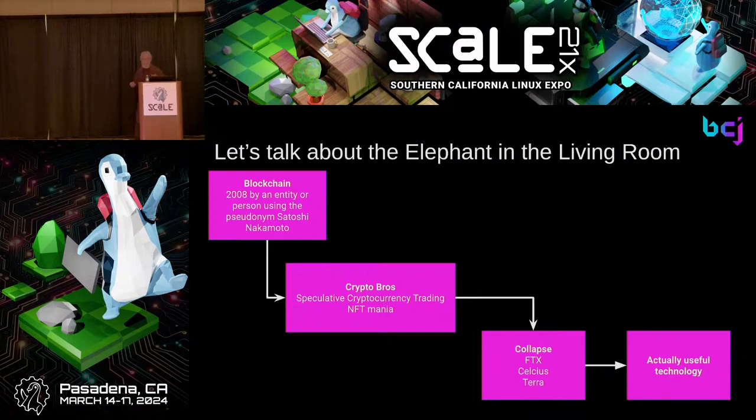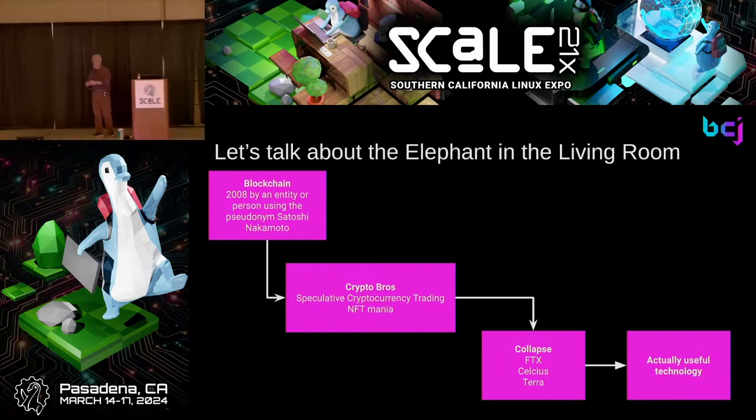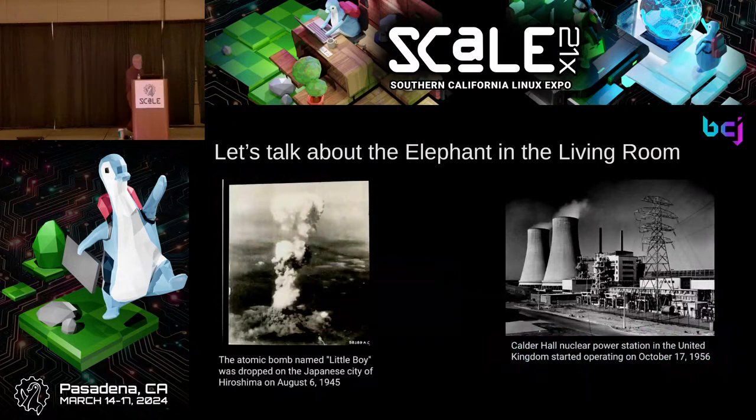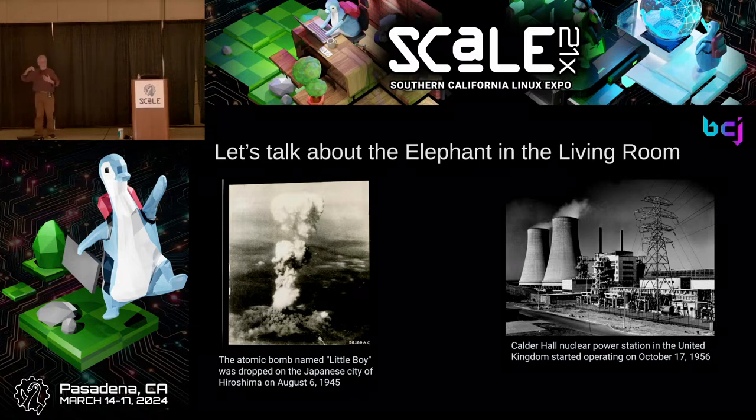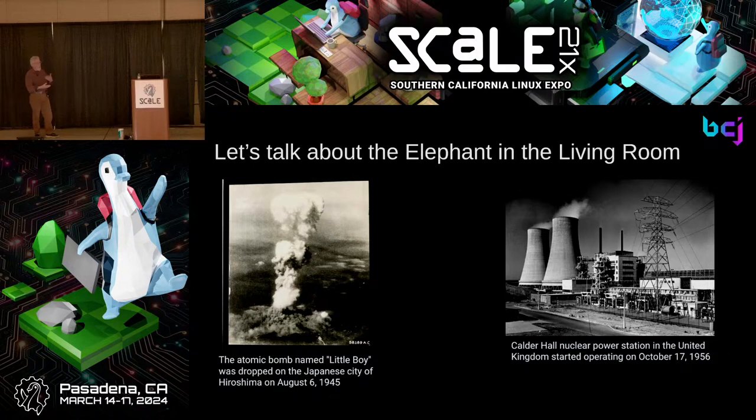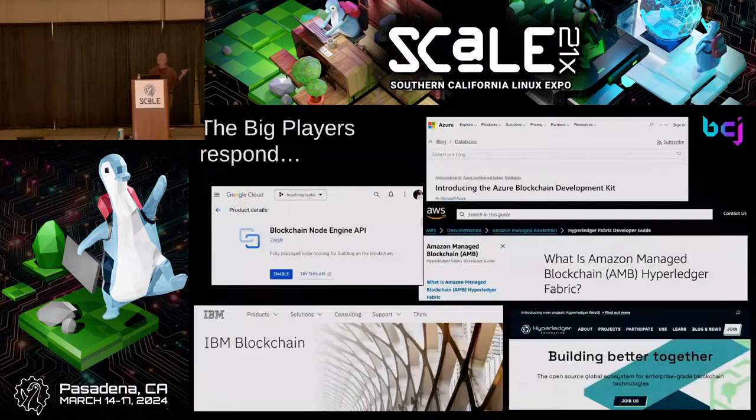All right, and then we get to actual useful technology. People say, well, what do you mean by that? What I mean is this. In 1945, we atomized two cities into nothing. That was the initial introduction of that technology. And today, it's powering the world. So technology goes through an evolution where it can start at a nefarious end and then end up useful. That can happen.